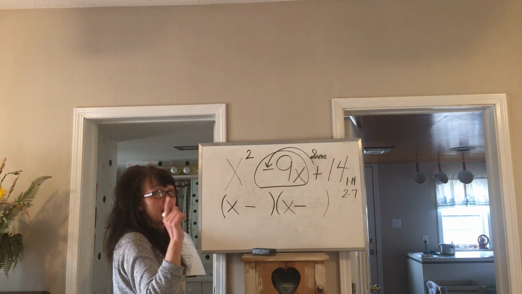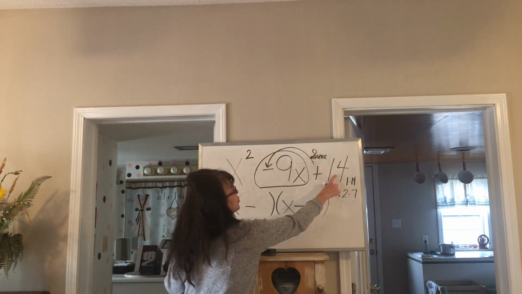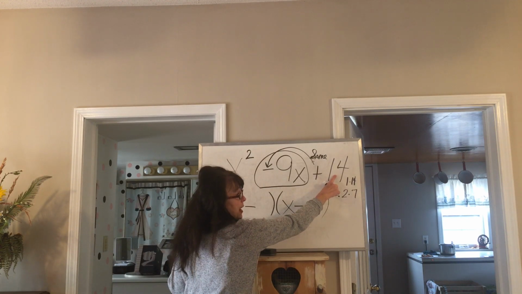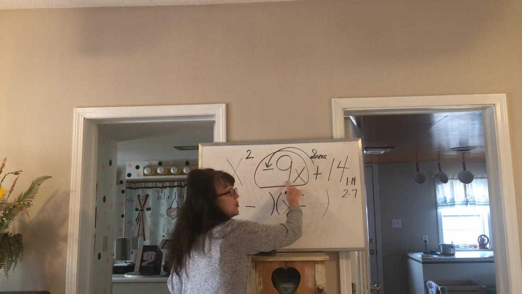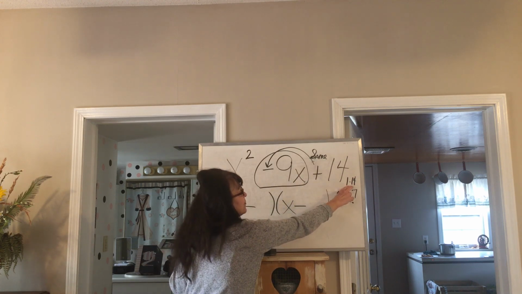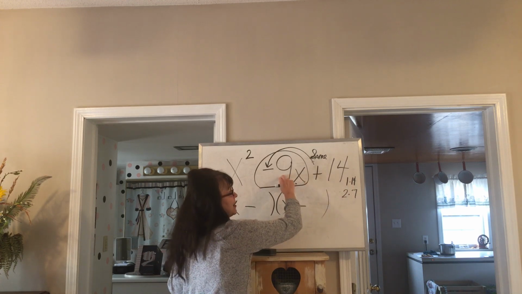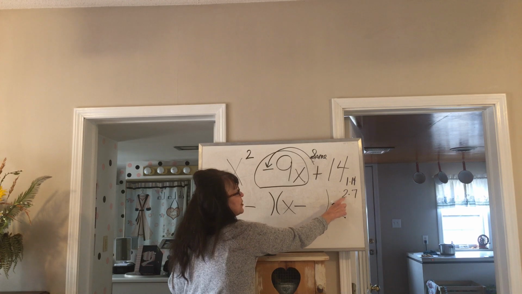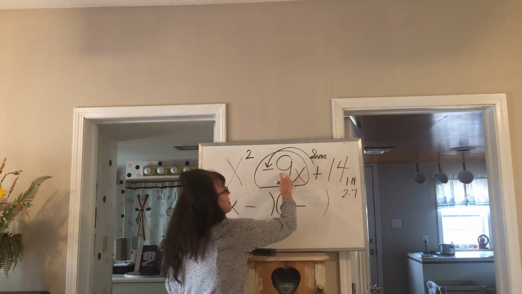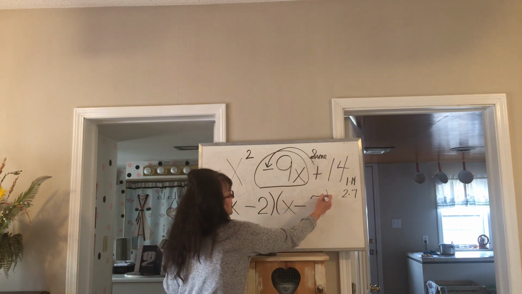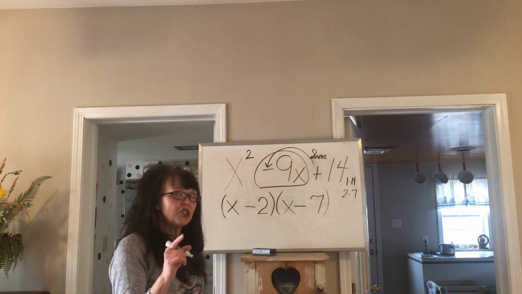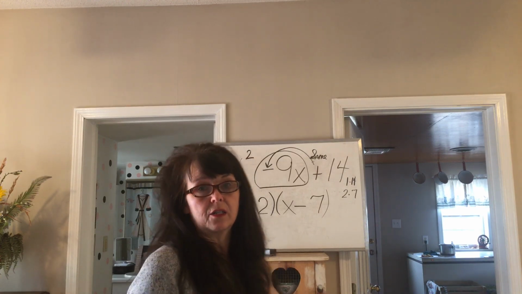Now, you can do this in your head. 2 numbers that multiply give you 14. But when you add them, it's going to give you that middle number of 9. Well, when you add 14 and 1, you get 15. Well, that's not 9. But when you add a 7 and a 2, that's going to give you 9. So I'm going to put the 2 here, and I'm going to put the 7 here. And then I'm going to check that to see if it works.